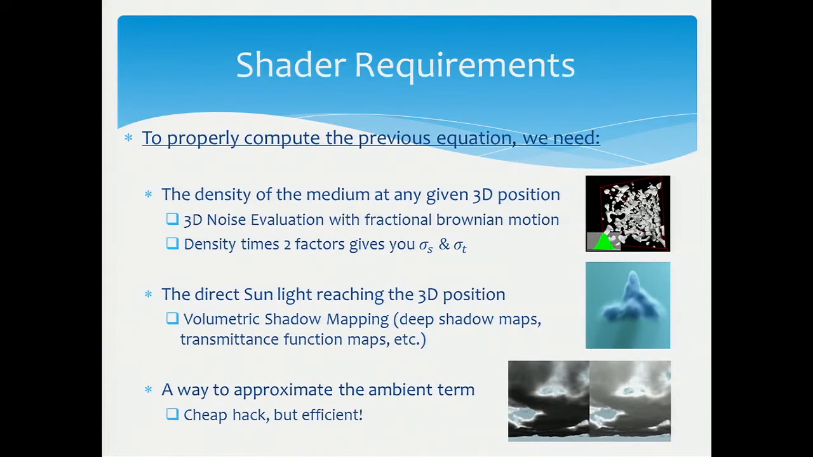And using that density, you can obtain the sigma S and sigma T that you need in the integral. Next, tricky part, but kind of okay. You need to be able to also get the incoming light direction from any position within the cloud. So it relies on the volumetric shadow map, for which you can use several known techniques like deep shadow maps or transmittance function maps. These ones are really great. I tested them quite a few weeks ago, and they give great results.